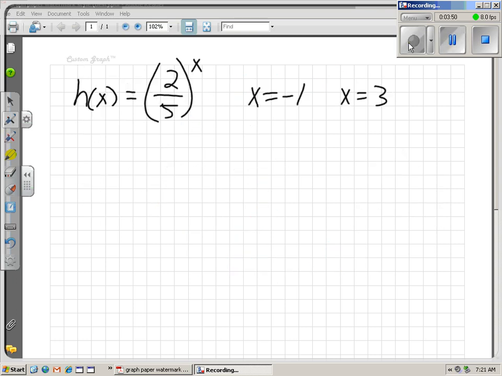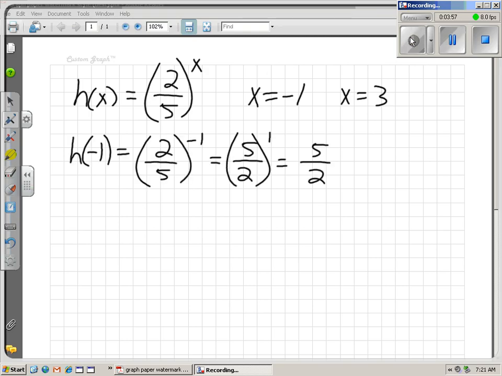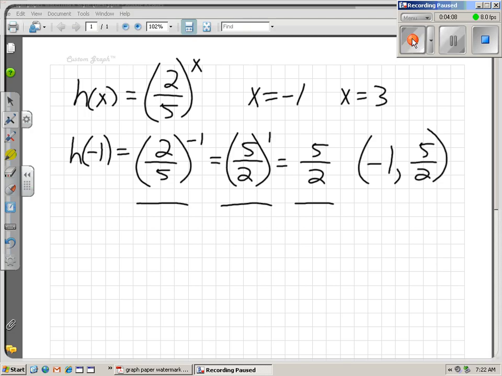Why don't you guys try this one? Pause the video and work it out. So I run negative 1 through the h function. It gives me 2/5 to the negative 1, which I flip upside down so that my exponent becomes a positive 1. And simplify, and I get 5 over 2. So negative 1 produces 5 over 2.